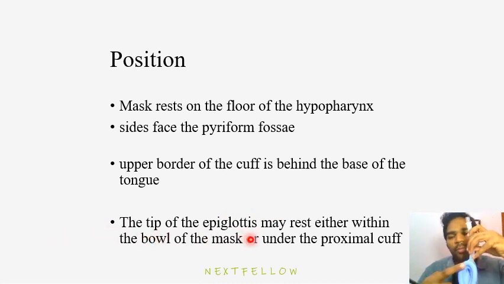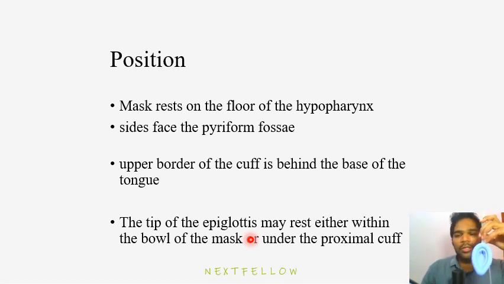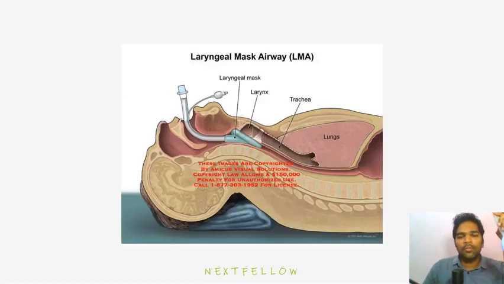The epiglottis may be here or it could be outside. That is what they are saying, and this tip will go into the esophagus. So whatever we discussed in the previous slide, the tip is in the esophagus, the proximal end is at the base of the tongue, and it's covering the larynx.